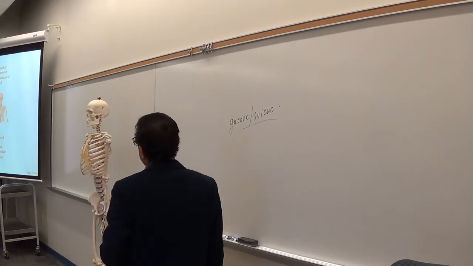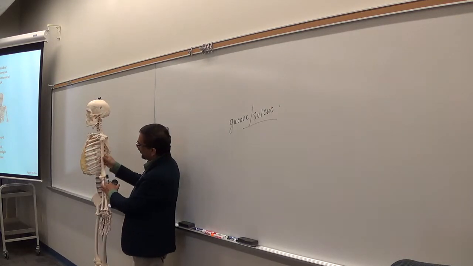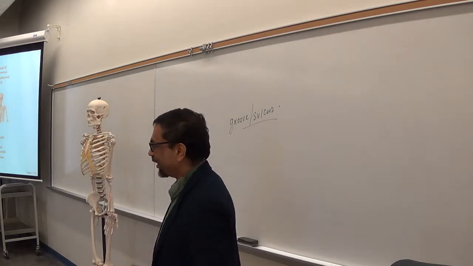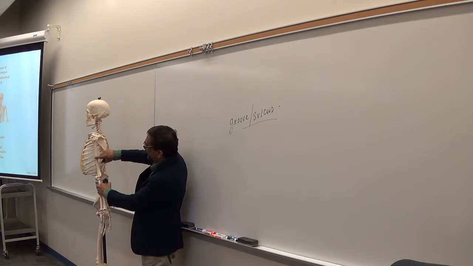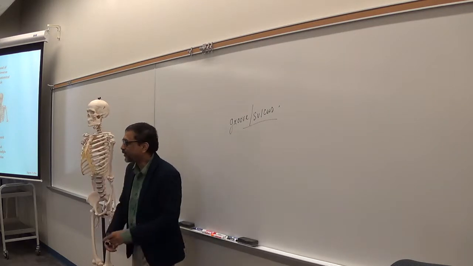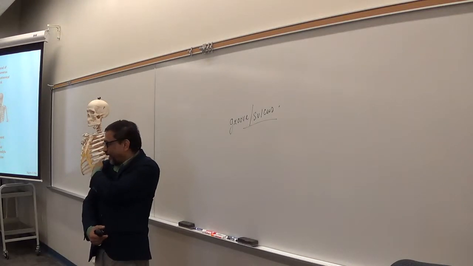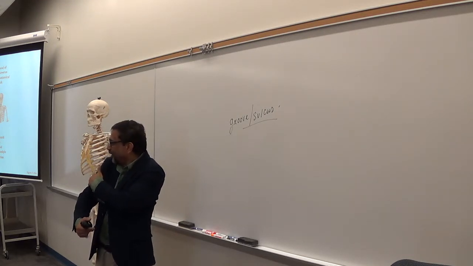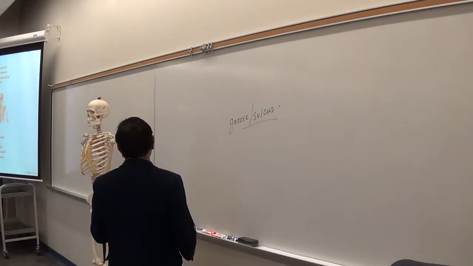Okay? Now we'll see the shaft. In the middle of the shaft, there is a rough surface area that is called deltoid tuberosity. Now, why is it called deltoid tuberosity? Look at me. This muscle is called what? Anybody? Deltoid, right? So this muscle goes and gets attached here in the middle of the shaft, right? So that's the deltoid tuberosity for the attachment of the deltoid muscle. So that is the shaft.